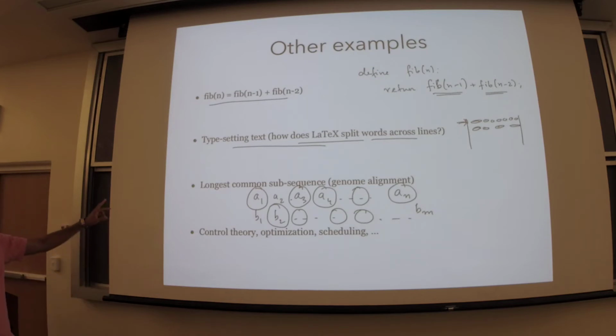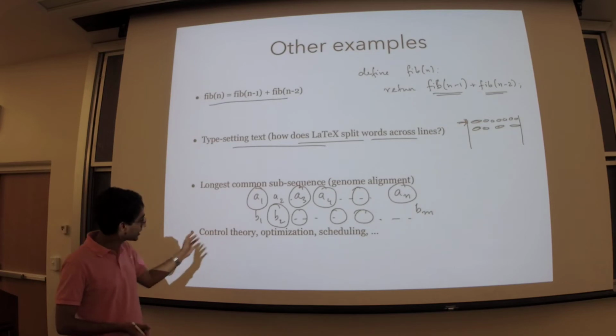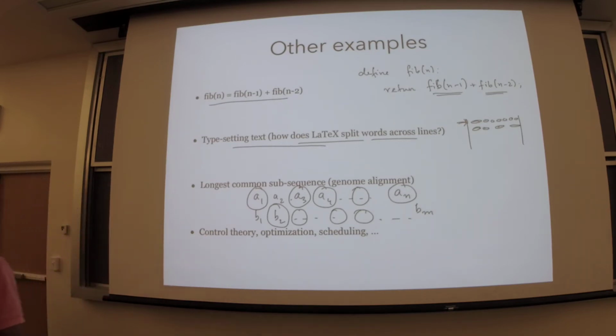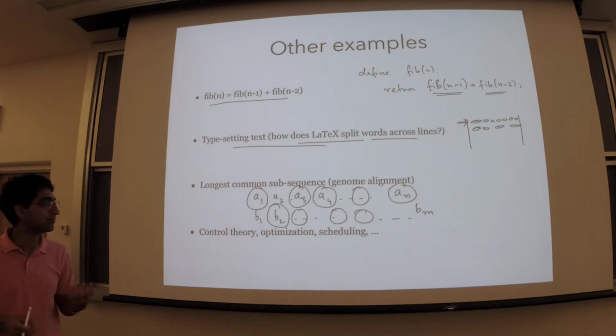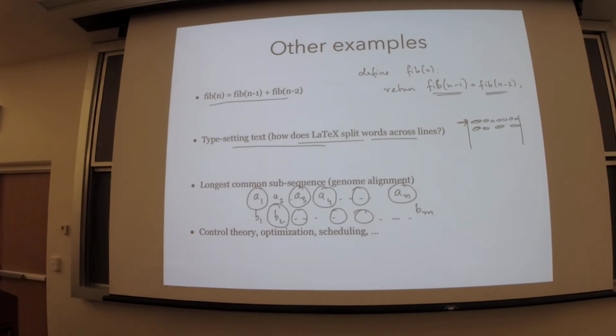Also, as I said, dynamic programming originated in a very control theory type setting. So if you go to the course web page, you'll find some historical notes on dynamic programming, like an interview with Bellman, who first came up with the name and so on. So these are just some examples.